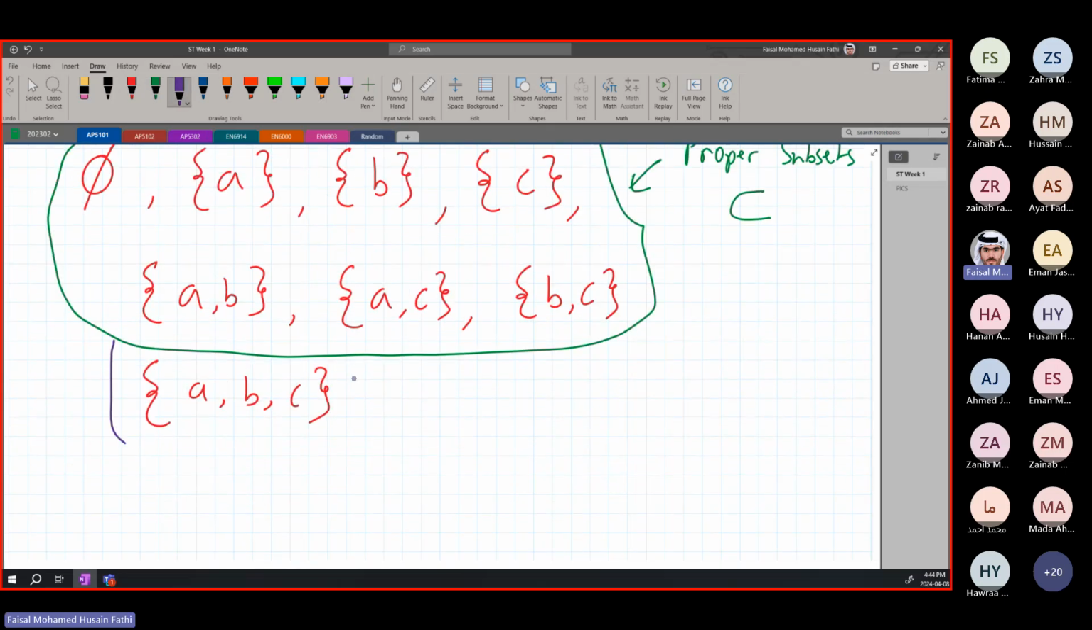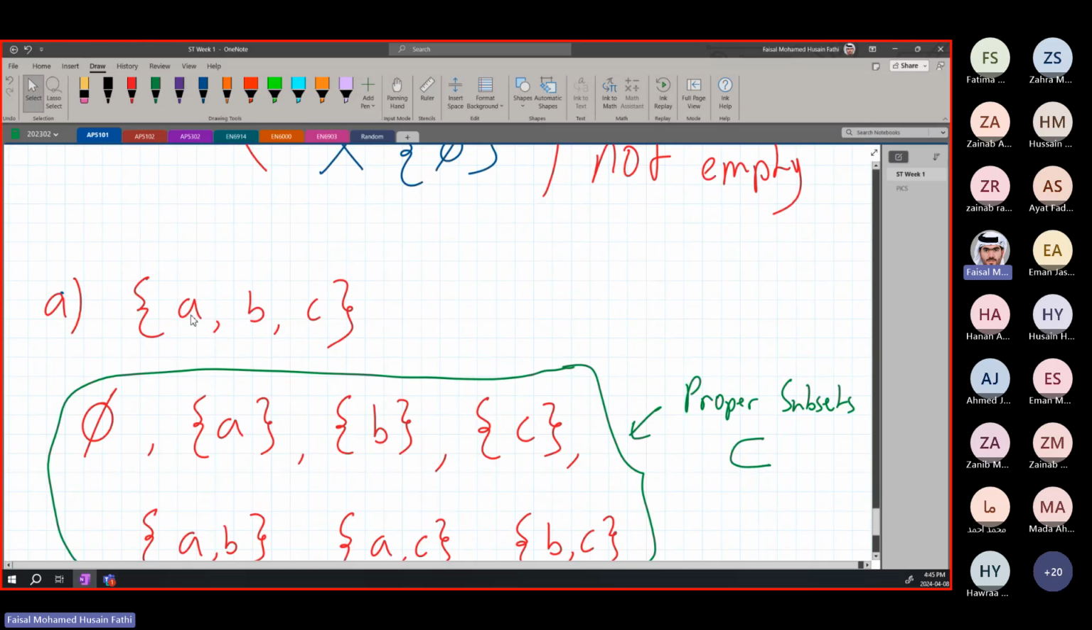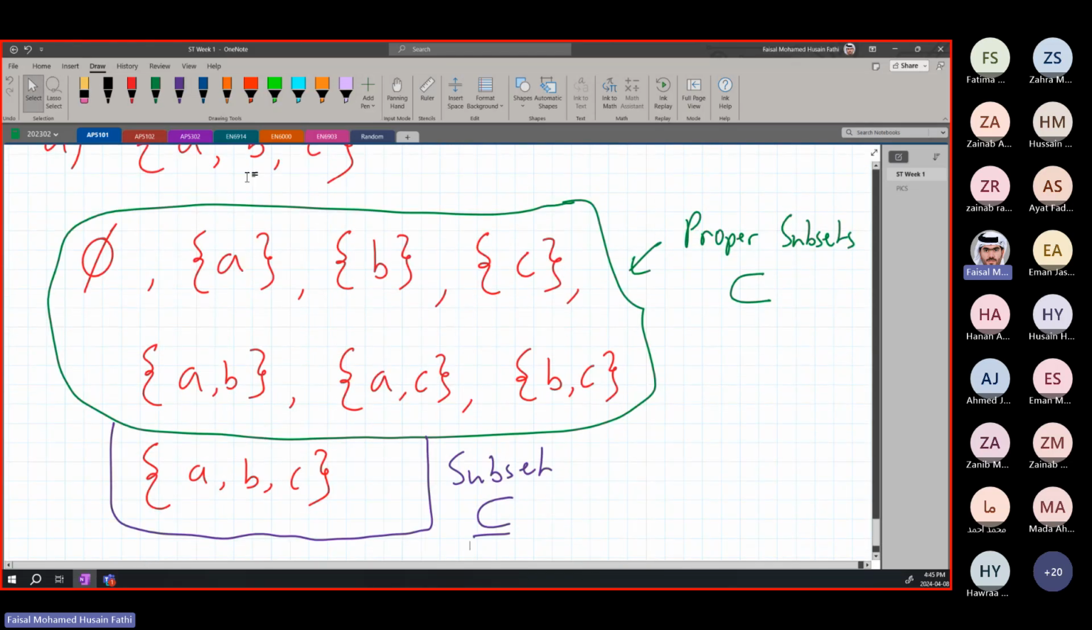This is also a subset, but this is just a subset. It's not a proper subset. It is using this. This is what I meant. In A, B, C, it is the same set itself, because it is a part of it, but it is not a proper subset. This is what you mean by a proper subset or an improper or just a normal subset.